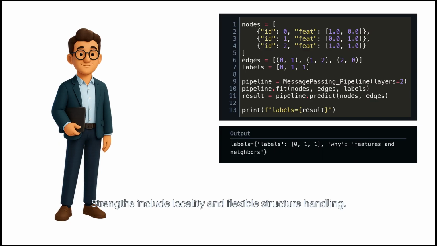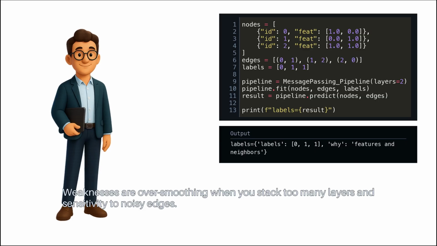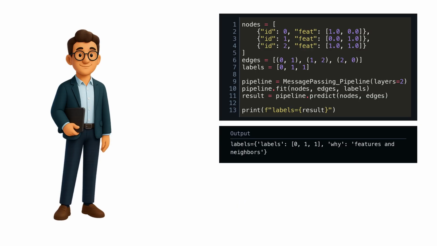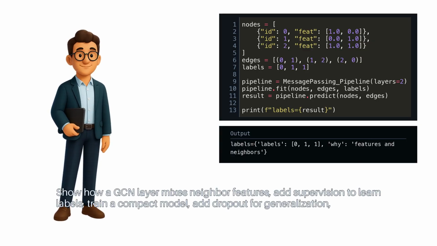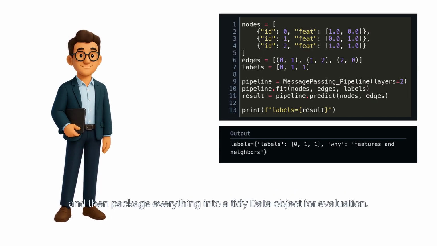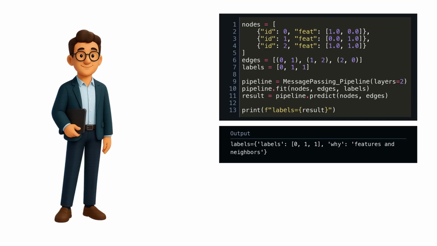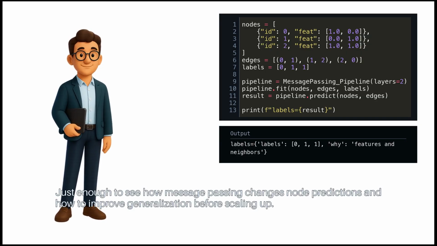Strengths include locality and flexible structure handling. Weaknesses are over-smoothing when you stack too many layers and sensitivity to noisy edges. We will build a tiny end-to-end node classifier on a toy 4-node graph. The goal is simple. Show how a GCN layer mixes neighbor features. Add supervision to learn labels, train a compact model, add dropout for generalization, and then package everything into a tidy data object for evaluation.